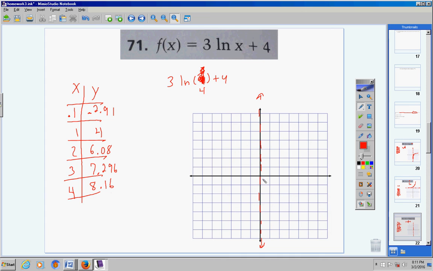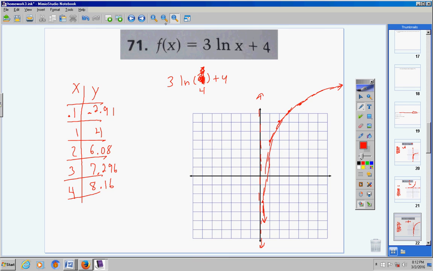And here we go. 0.1 is negative 2.9. Okay, down here. 1 is at 4. That's kind of a big stretch, isn't it? So those are the ways that you graph logarithmic functions.